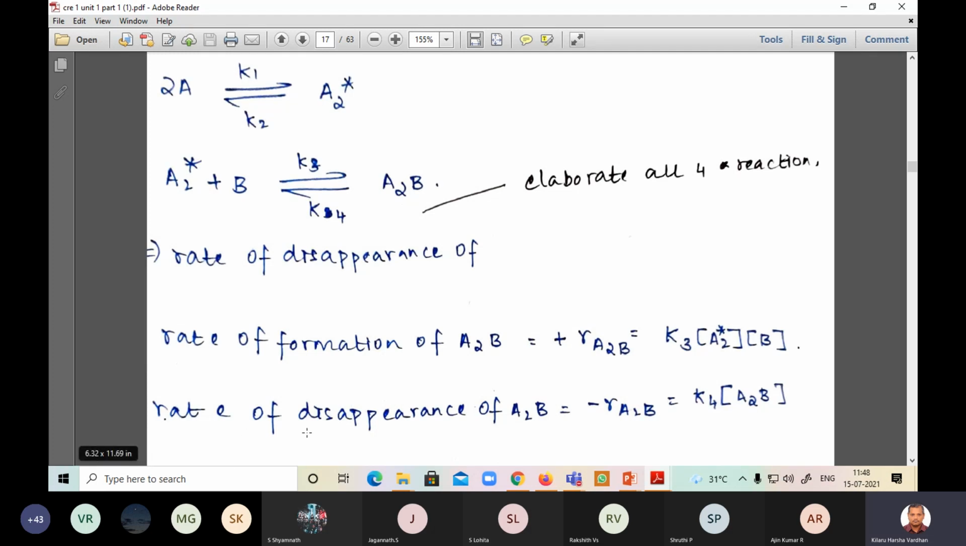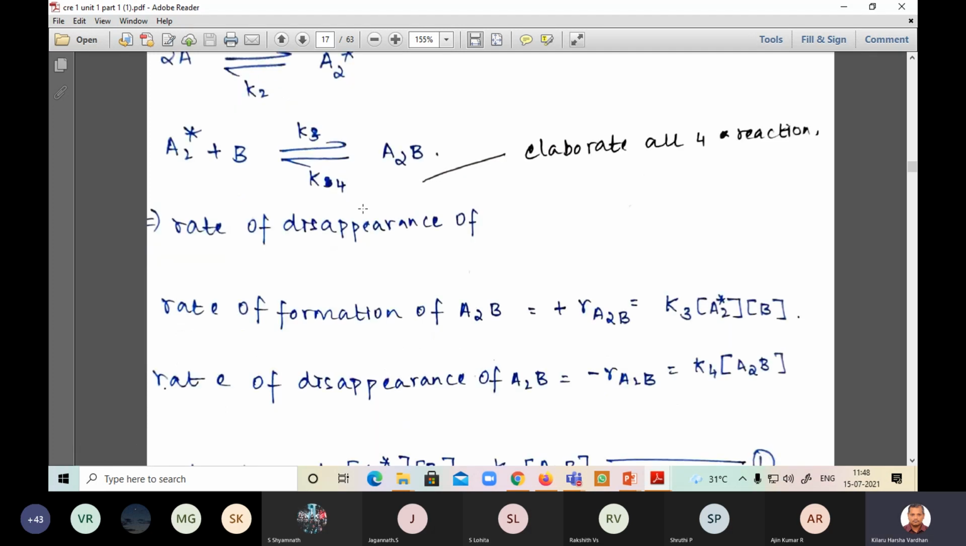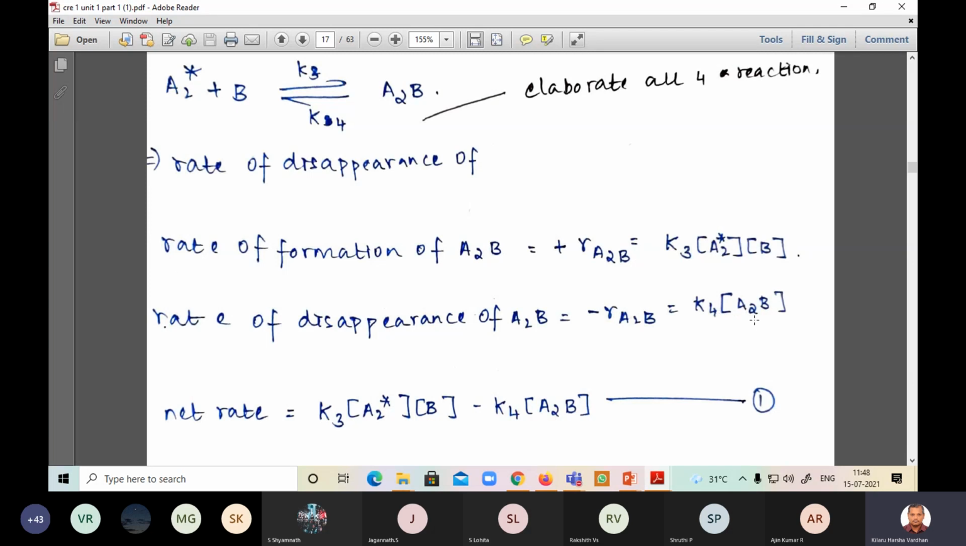Now how is A2B disappeared? Again you see, in the K4 step, A2B is disappeared to give you this. So how to write now? Disappearance is nothing but minus R of A2B is equal to K4. Earlier the reactant was this, that is why you wrote here. But here you are writing the disappearance of this, therefore the reactant is this. That is why K4 into A2B. Correct.